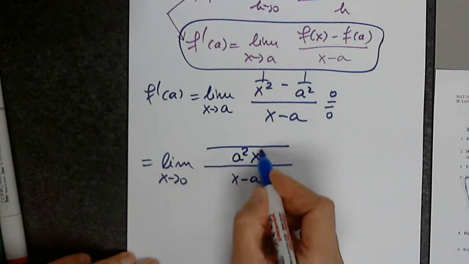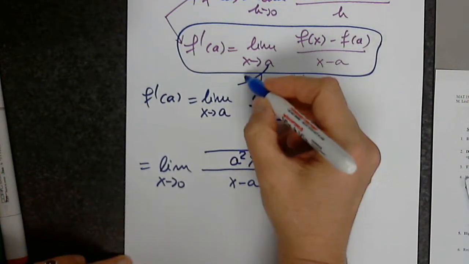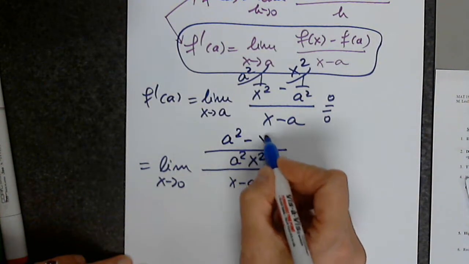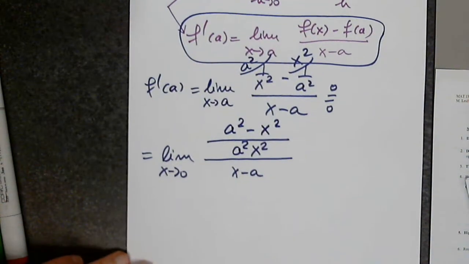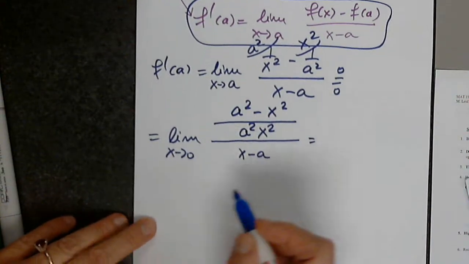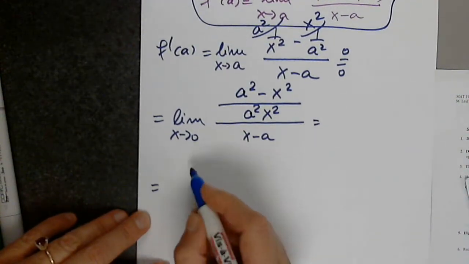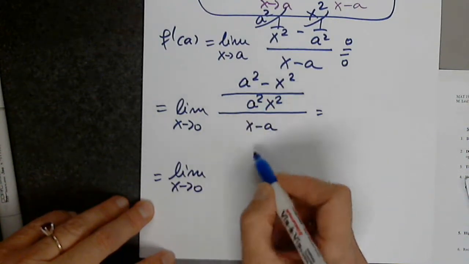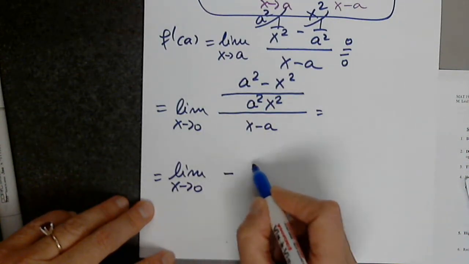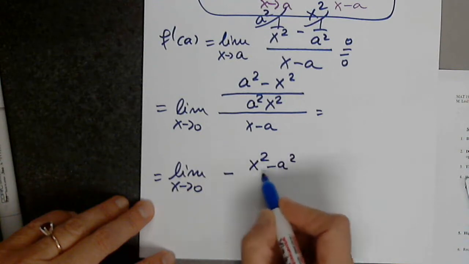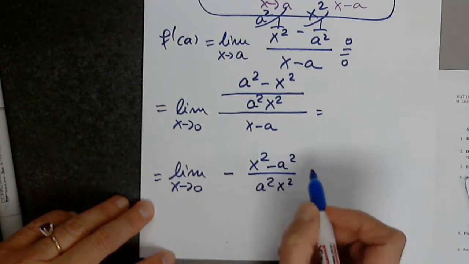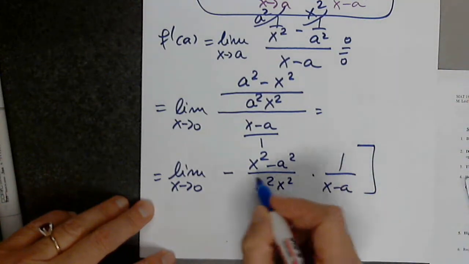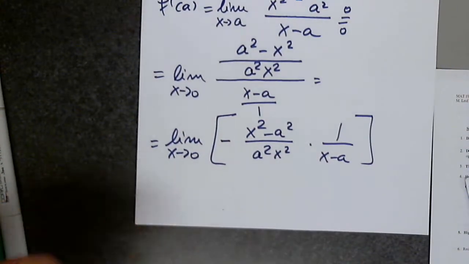So then common factor, common denominator: a squared x squared. So we need here an a squared, we need here an x squared. So it's a squared minus x squared. Good. I don't like the top because it's not in descending order, so I'm going to reverse, factoring out -1. And this is over 1 times 1 over x minus a.